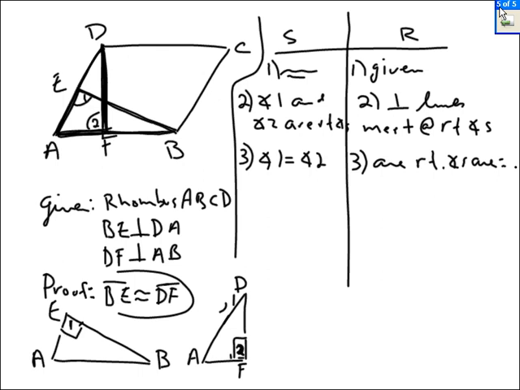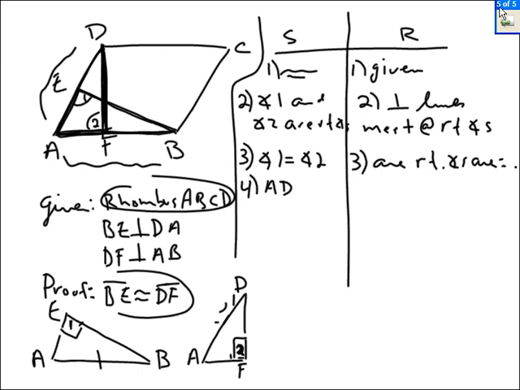Now, we know that AB and AD are equal because they are the sides of a rhombus. And we've already said ABCD is a rhombus. So AD is congruent to AB. Property of the sides of a rhombus.